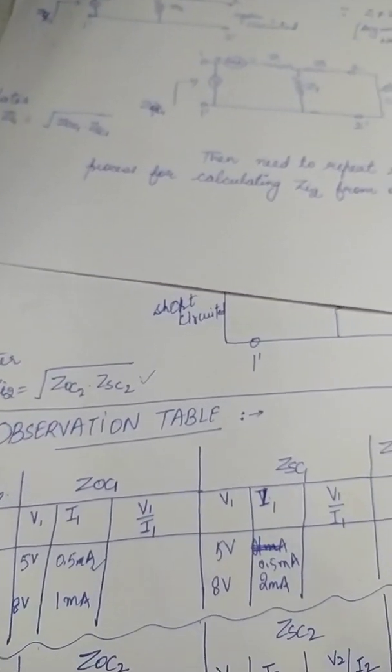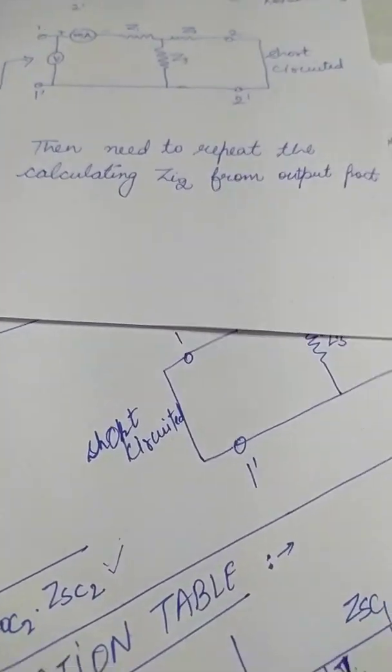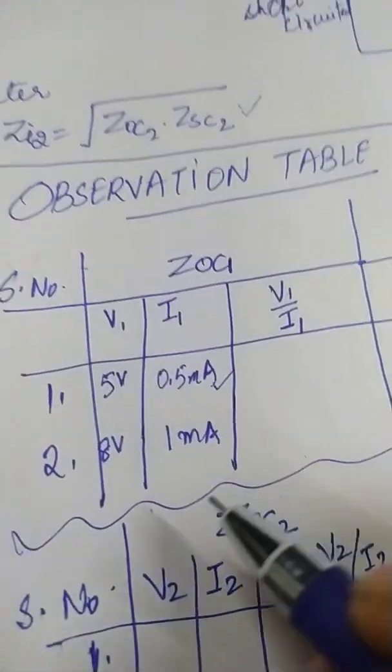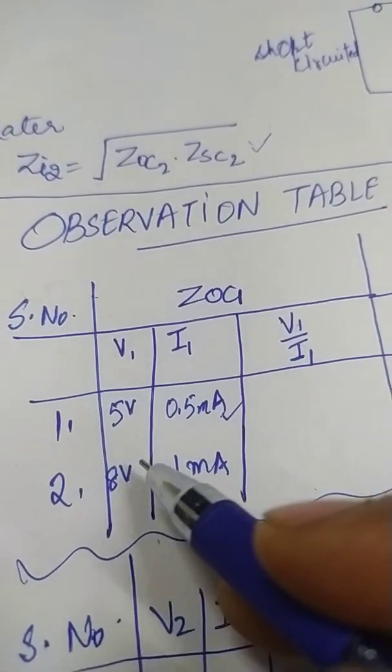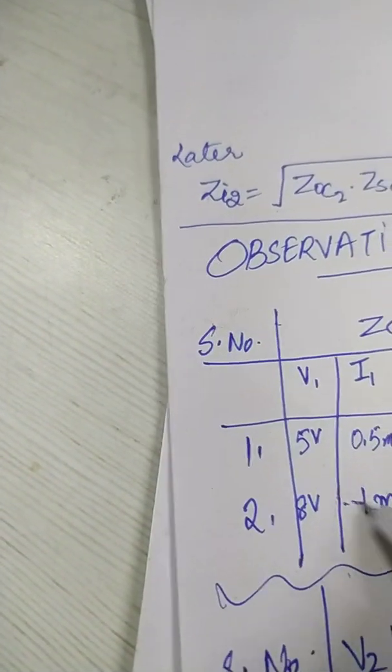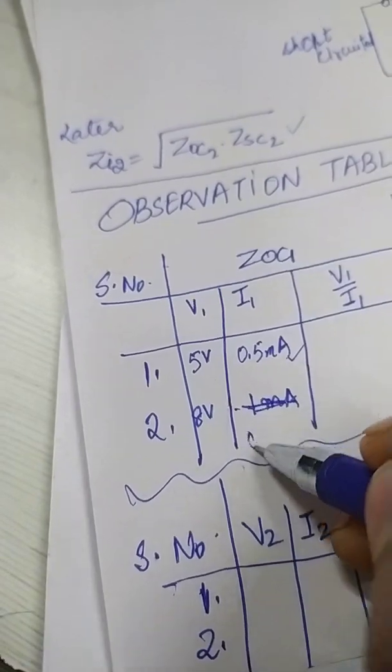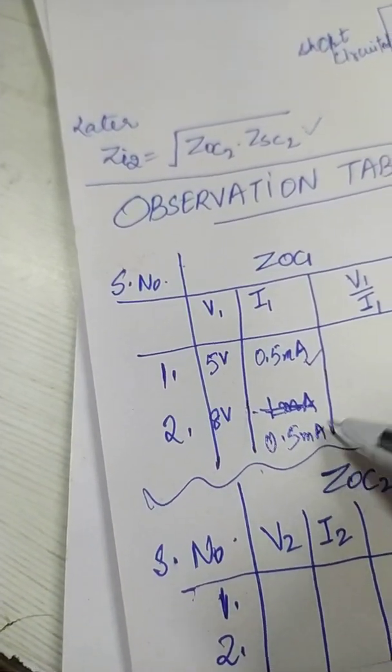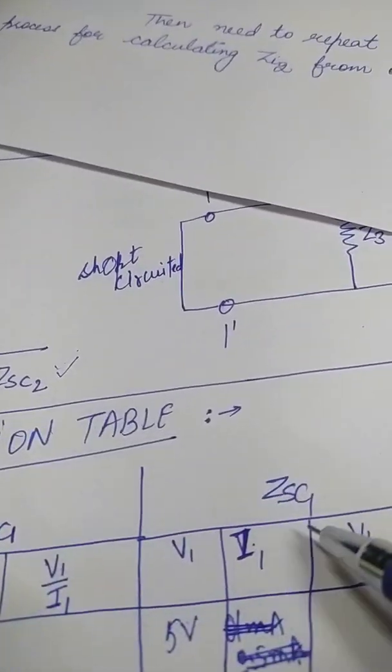This is calculated under the open circuit, so it is 8 volts and 0.5 milliampere. So we can just write it as 0.5 milliampere. Now we have to repeat the process for the short circuit.